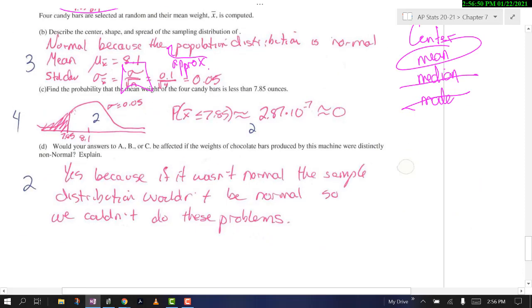So again, that was pretty good. Letter C was pretty good. Again, some of us did not do our distribution over here. We need to do that. Some of us told me 2.87 times 10 to whatever. That's fine. Some wrote it out.